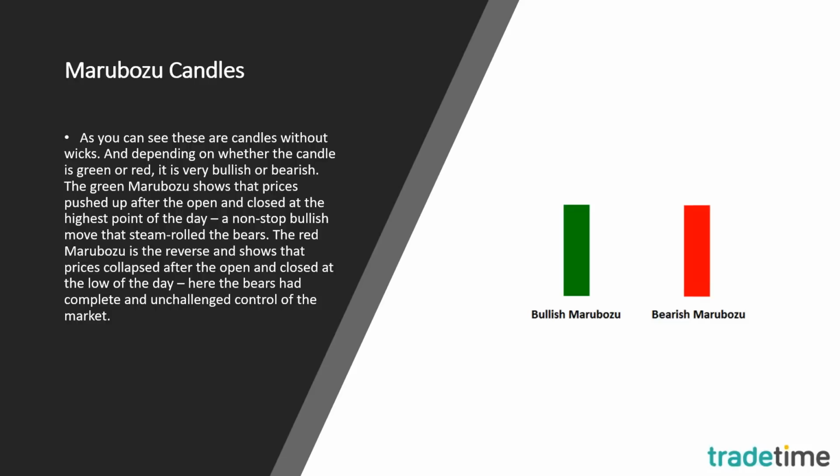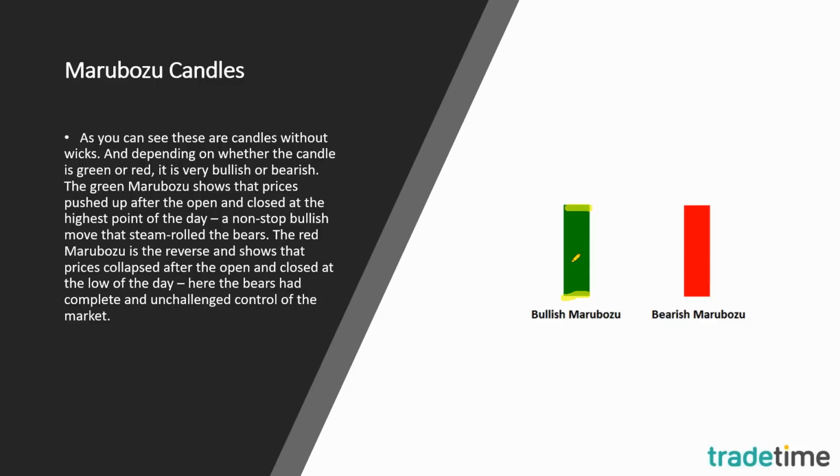The first ones that we should be aware of are called Marabuzzo. Now, can you all look at this chart and tell me what is odd about these candles? That's right, they have no wicks, no shadows, which means that the open was here in the green candle, the close was there.